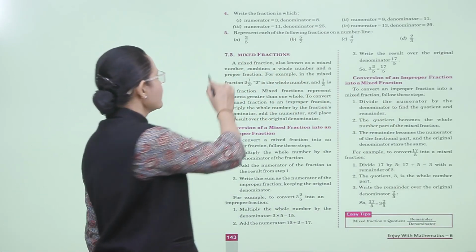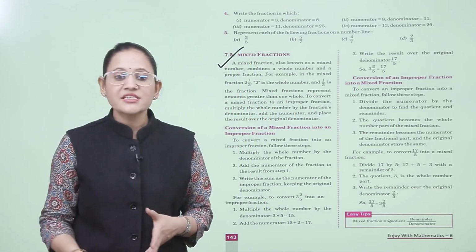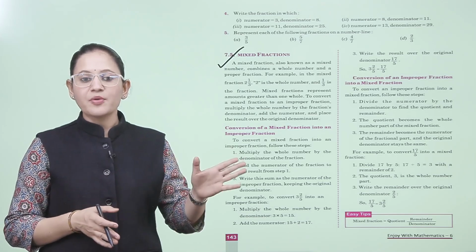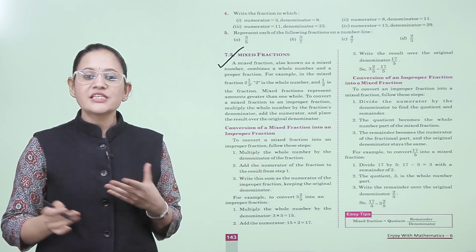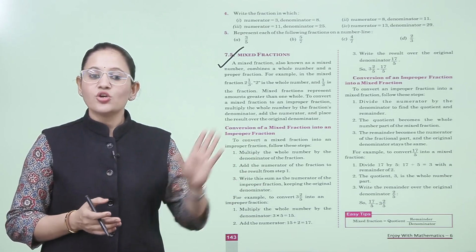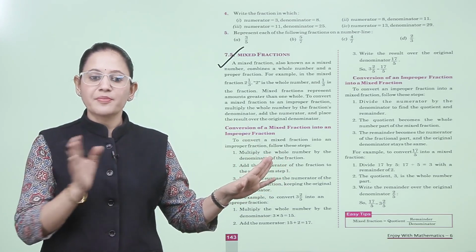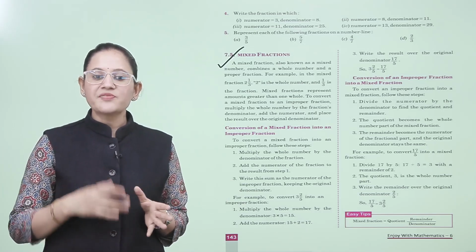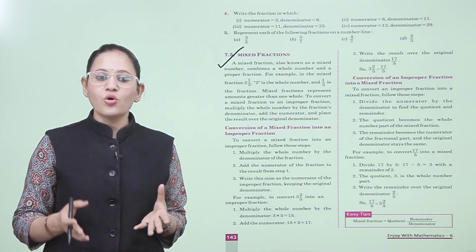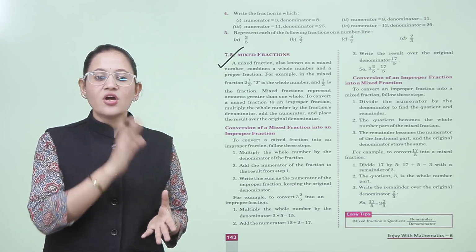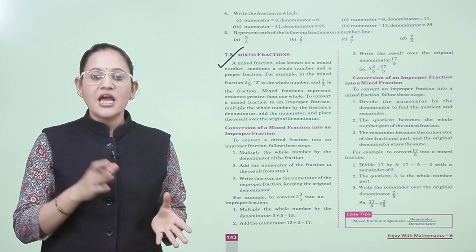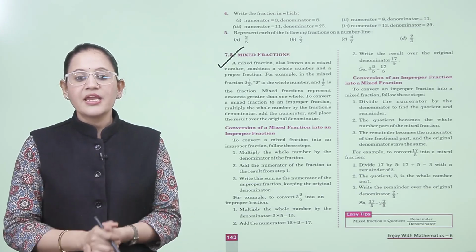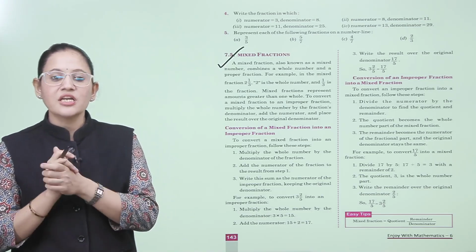Next is mixed fraction. A mixed fraction is also known as a mixed number. Combine a whole number and a proper fraction, that makes a mixed fraction. For example, in the mixed fraction 2 1/3, 2 is the whole part and 1/3 is the proper fraction part. A mixed fraction represents an amount greater than one whole. To convert a mixed fraction into an improper fraction, multiply the whole number by the denominator, add the numerator and place the result over the original denominator. Next is conversion of the mixed fraction into an improper fraction.